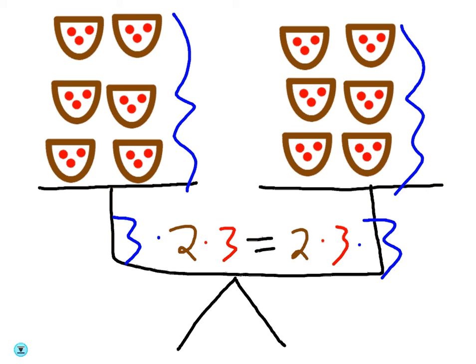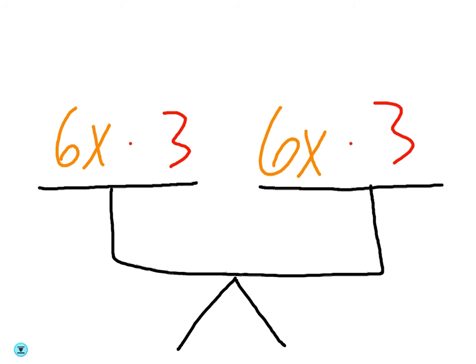Otherwise, if we multiplied it by 4, for example, and we added, let's say, 2 more baskets up here, you guys get the idea, it would start to weigh it down. So properties of equality work for division and multiplication.